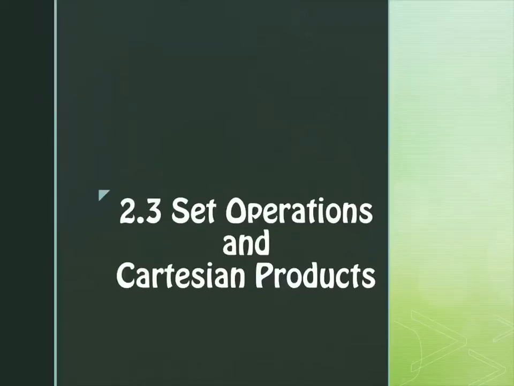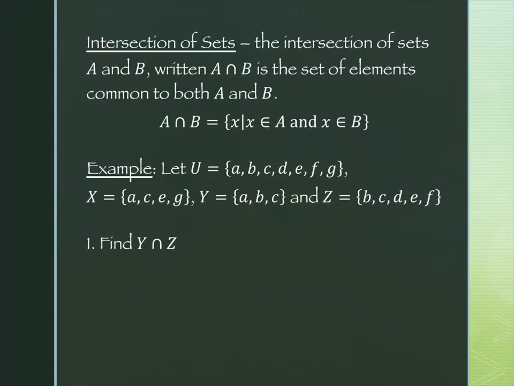Okay, so all of Chapter 2 is about sets. So 2.3 continues the items that we're working with, sets, and we're going to talk about set operations and Cartesian products. All right, so set operations, there's several. The first set operation we're going to look at is called intersection of sets.